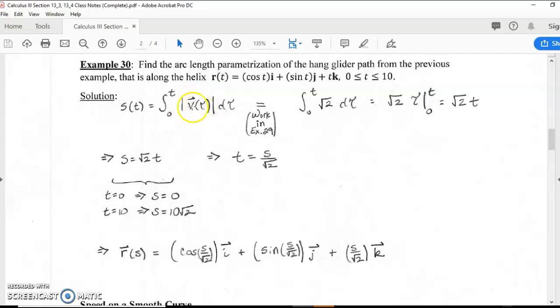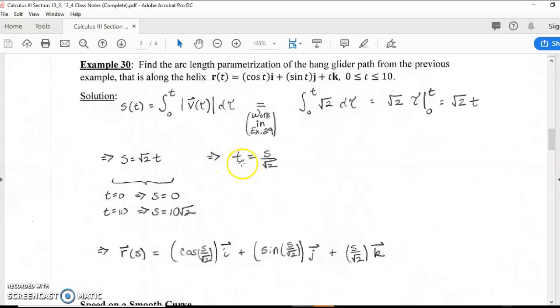of the magnitude of velocity, or the speed. Now we're going to put in the dummy variable tau and integrate with respect to tau because we are integrating from 0 to t. So actually there is no dummy variable to worry about, because the magnitude of the velocity came out to be square root of 2. So that's pretty easy. Integrate square root of 2 d tau. We get square root of 2 tau, evaluated from 0 to t, which just means square root of 2 t. So s is the square root of 2 times t.